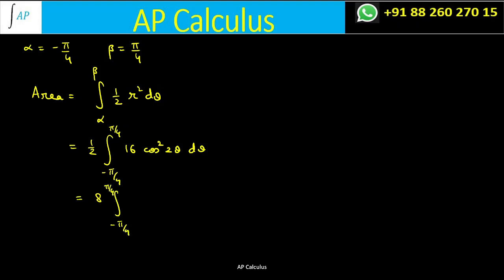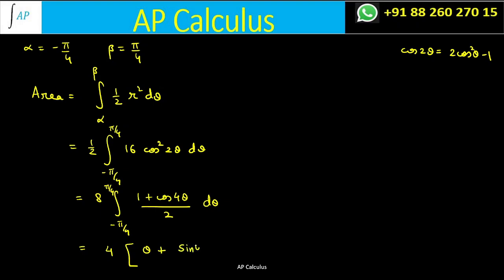And now cosine square theta is 1 plus cos of 2 theta by 2. The formula which I am using over here is cosine 2 theta is 2 cos square theta minus 1. So cos square theta will be 1 plus cos 2 theta by 2, with double of that angle. Now we can divide by this 2 also, so 8 divided by 2 is 4. Now if you want to integrate this, integration of 1 will be theta, and integration of cosine 4 theta is sine 4 theta divided by 4, and that is going from minus pi by 4 to pi by 4.